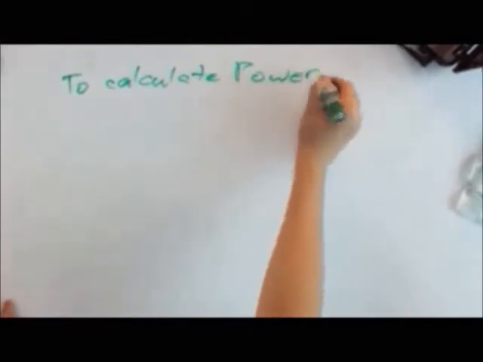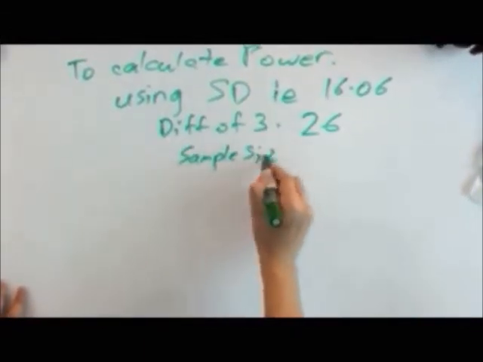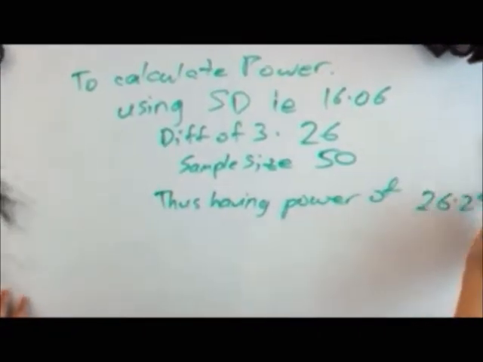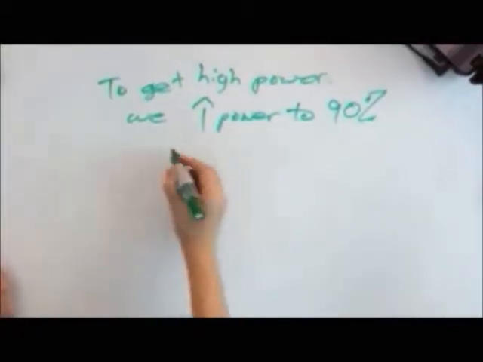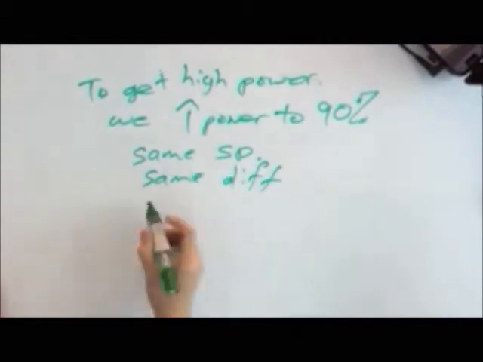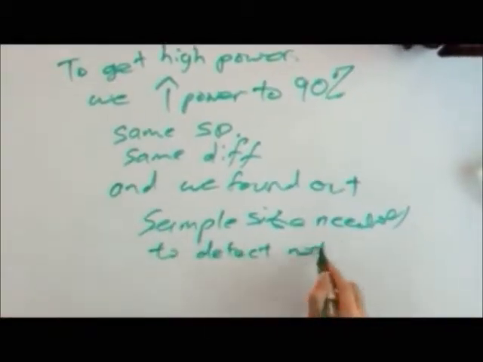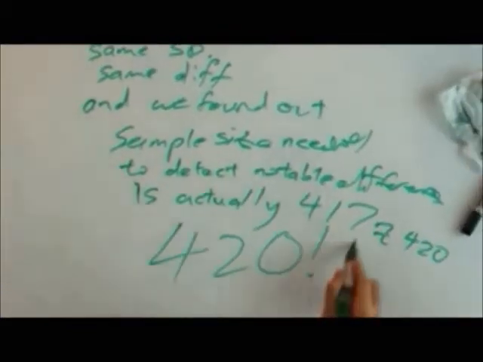To calculate power, we need to use the pooled standard deviation, which is 16.06, a difference of 3.26, and a sample size of 50. Keying this into Minitab, we have a power of 26.2%. We increase the power to 90% to detect a notable difference, also keeping the standard deviation and difference the same. We found out that we need 420 subjects for each group.